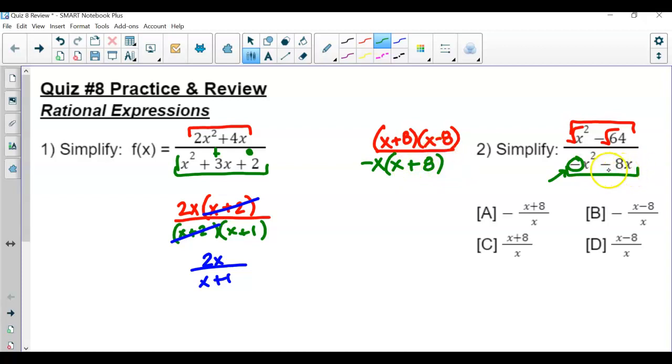Now for those who wonder, well, how am I going to get that negative? If you were to distribute, what's a negative times a positive? Negative. So that's how you get back to that negative 8. So now notice here, I can cross out my x plus 8. So here I'm left with a negative value. So I'm going to mark off C and D because those are both positive, but negative and x minus 8. So that's why the answer was B over x.